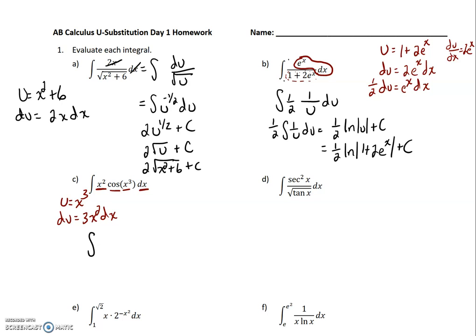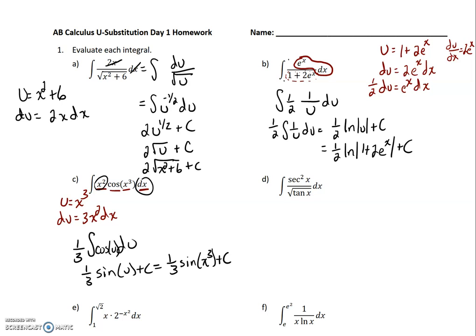This x squared dx, this whole thing, when I rewrite in terms of u, I'm just going to write that as a 1/3 du. This is going to be the cosine of u. The integral of cosine is sine, so this is 1/3 the sine of u plus c, which is 1/3 the sine of x to the third plus c.